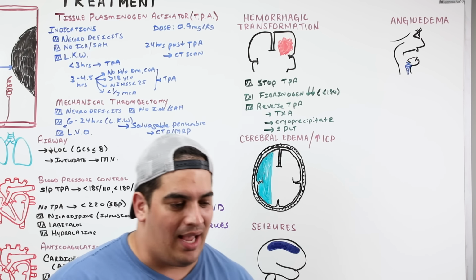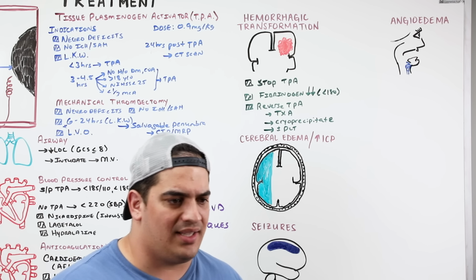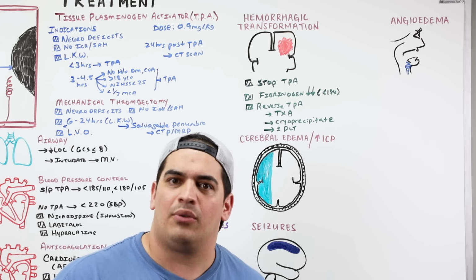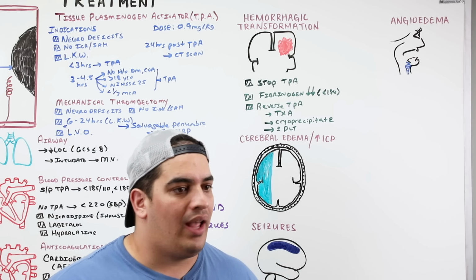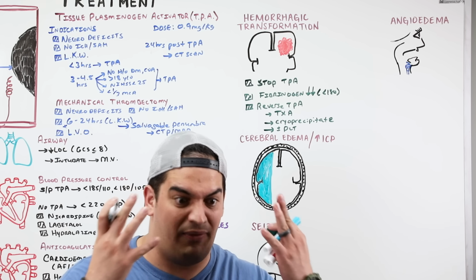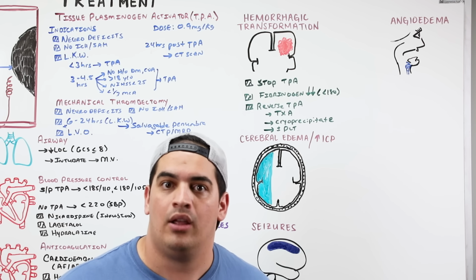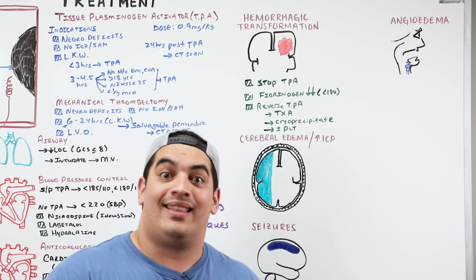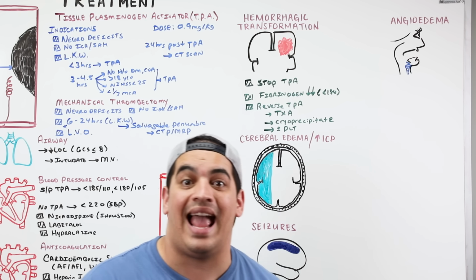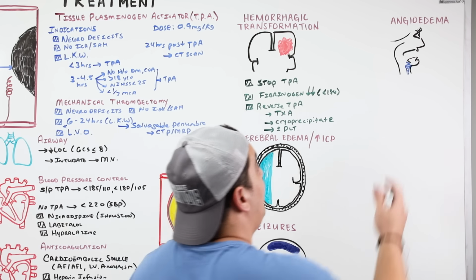Let's say you give someone TPA. The neuroscience ICU nurse comes and says, hey, Zach, they're really hypoxic now, or they're having difficulty breathing, or their face is swollen. They look like Shrek. What do you do? I need to think about angioedema. This can happen post-TPA. Not super common, but think about it.